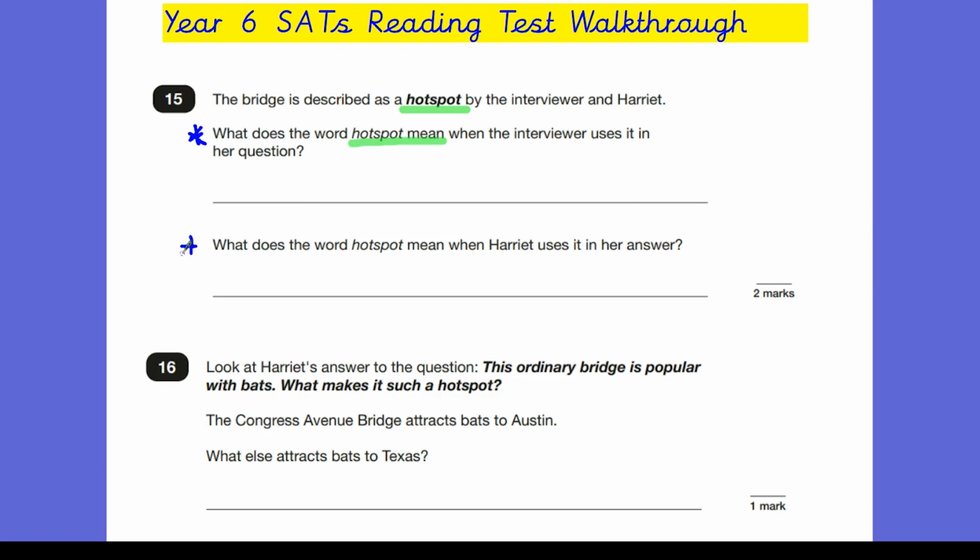And it's looking at the meaning of the word hotspots, but in two different contexts. The first is when the interviewer uses it. So how does the interviewer use it? And what does the word hotspot mean when Harriet gives her answer? So it must mean that when these two people use the word hotspot, it's used in a different way. So let's go and find the word hotspot in the text.